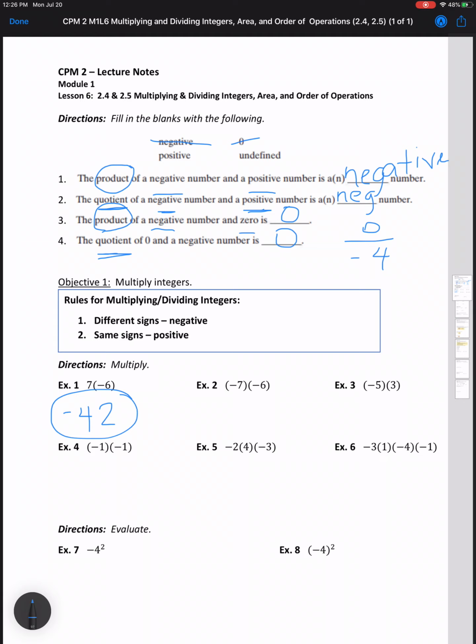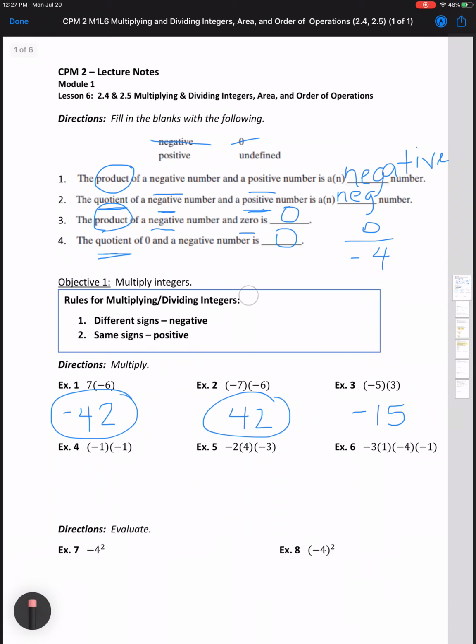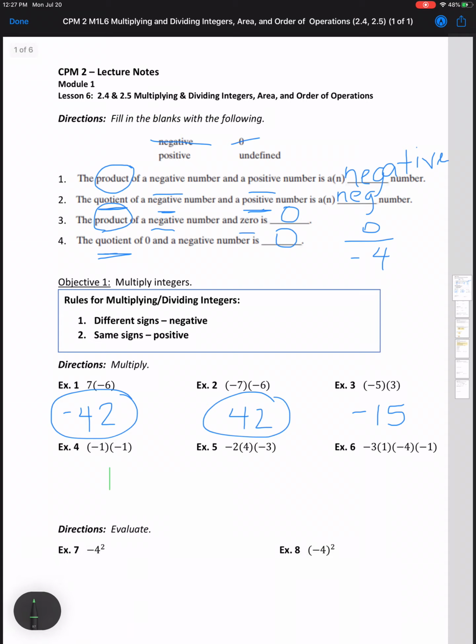Whereas on example 2, negative 7 times negative 6, so we're multiplying and we have the same sign. Both numbers have a negative in front. So because it's the same sign, it's going to be a positive answer, and 7 times 6 is 42. Example 3, negative 5 times 3. We have different signs, so it's going to be a negative, and 5 times 3 is 15. For example 4, negative 1 times negative 1, we have the same sign, so it's going to be a positive, and 1 times 1 is 1.